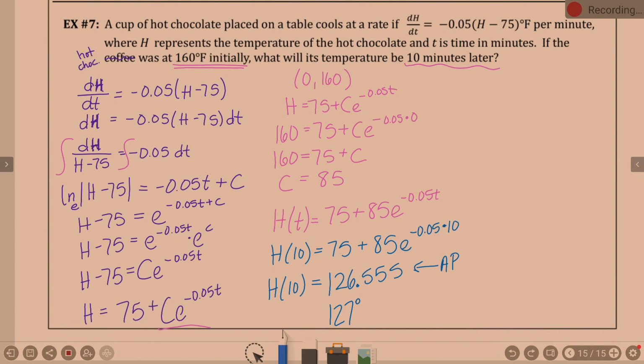I couldn't remember what we were. Oh, it was oven temperature, or it was hot chocolate temperature, wasn't it? So, okay. So, either way, you know.